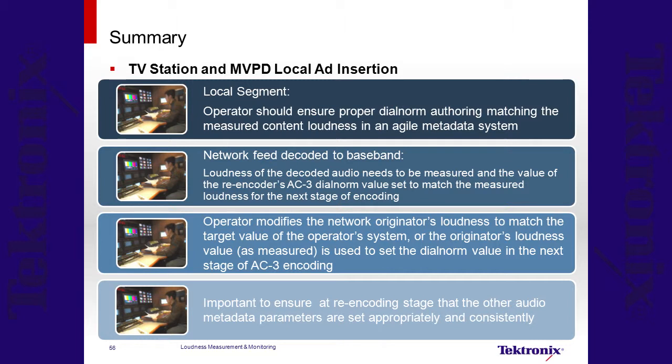In the broadcast chain, it's important for operators to ensure dialnorm matches the content loudness when using an agile metadata system. When a network feed is decoded to baseband, the loudness of the decoded audio should be measured, and the loudness measurement should match that of the dialnorm value when the signal is encoded again. If the TV station uses a different dialnorm value than the network program loudness, then the operator will need to adjust the loudness so that they match. Additionally, it's important to ensure at the re-encoding stage that other metadata parameters are set appropriately so that consistency is maintained throughout the system.